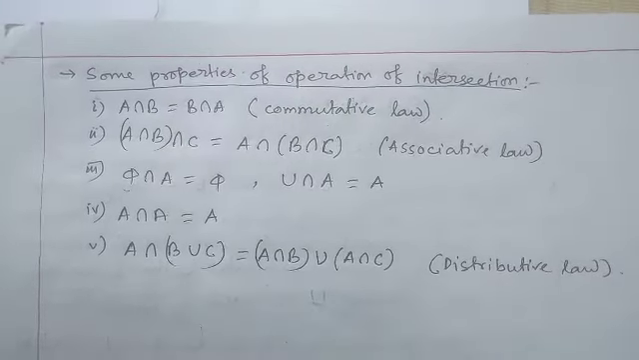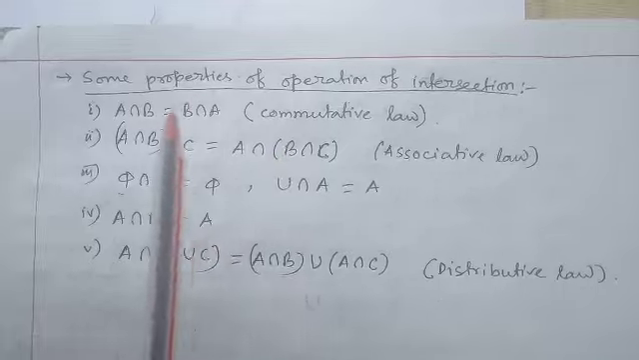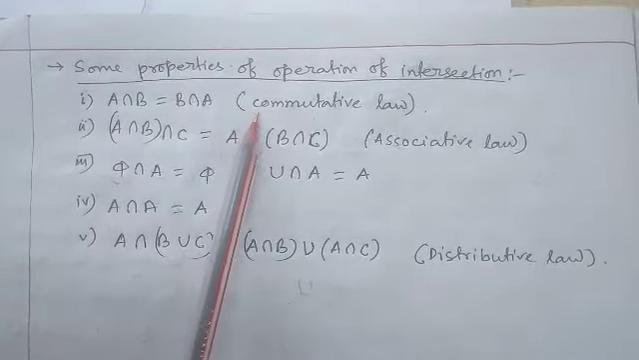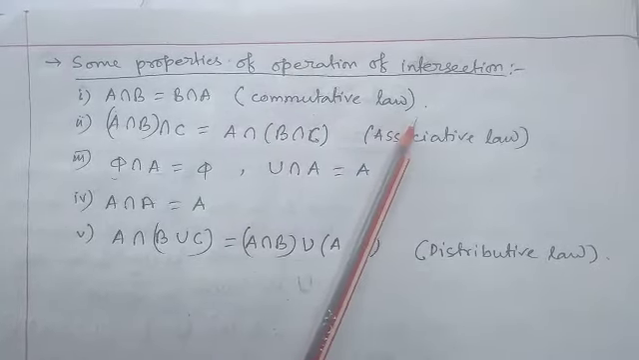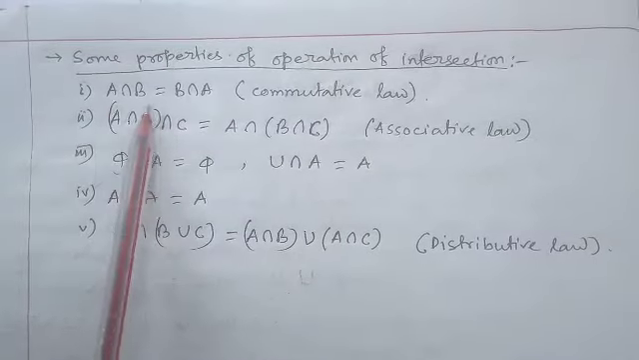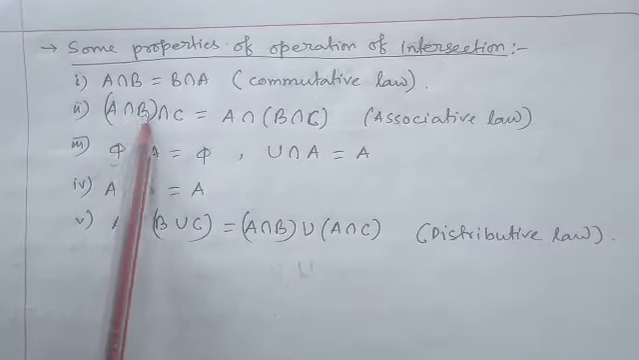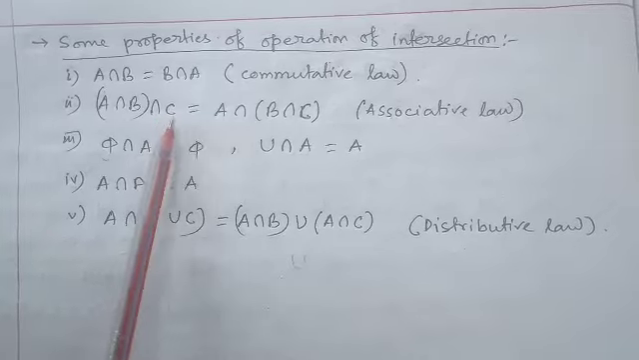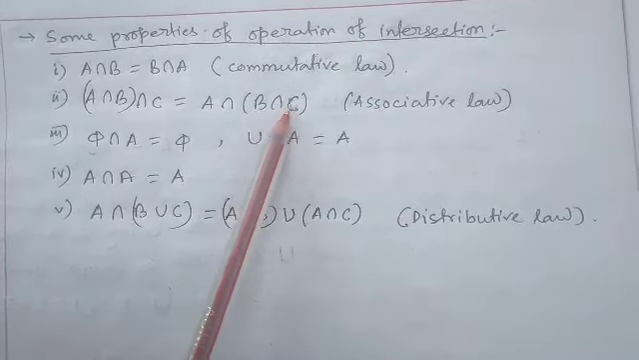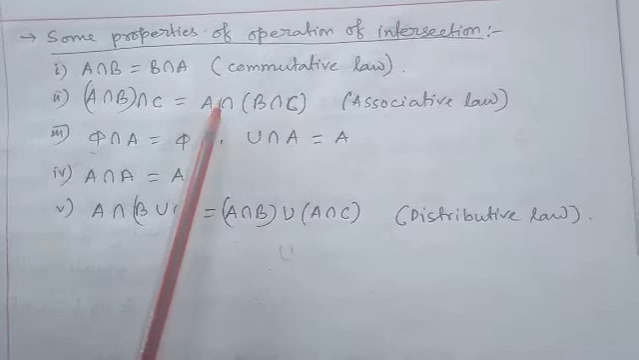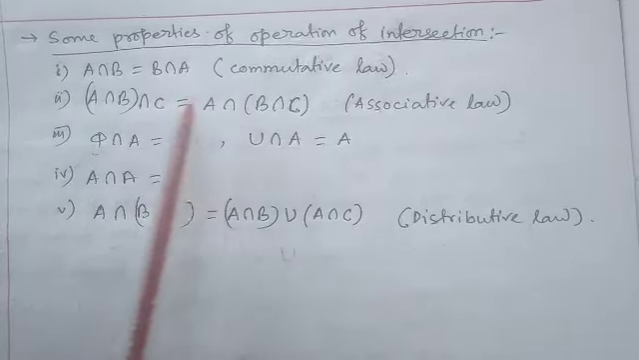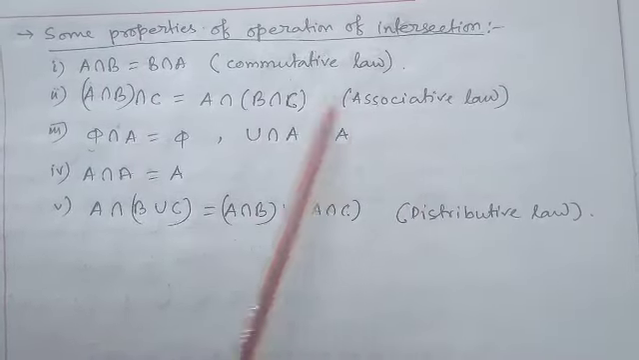Next one, some properties of the operation of intersection. First one: A intersection B is equal to B intersection A. Here the commutative law holds. And this is the associative law. A intersection B, you do the first operation A intersection B and then intersect with C. And for A intersection B intersection C, you do first the operation B intersection C, then the operation with A. Both are equal. This law is called the associative law.